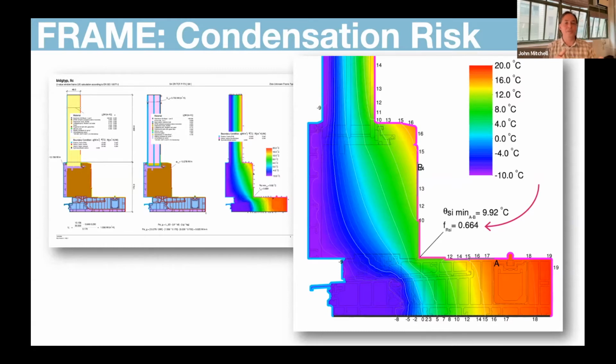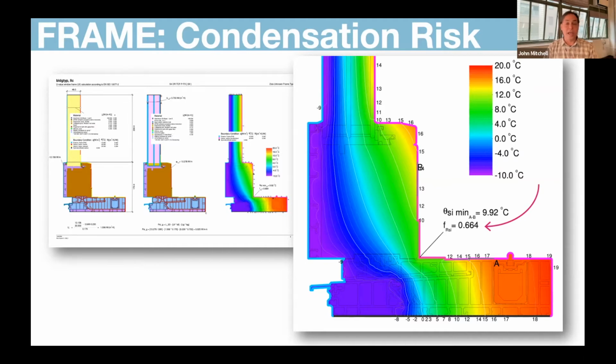What that allows us to do is to take these windows and put them in all kinds of different climate zones, and we can assess whether or not they're suitable in terms of their moisture risk. Both PHI and Phius have certain thresholds for these FRSI factors, depending on the climate zone, the building typology, and a bunch of different things. And we need to demonstrate that our window and door products meet these certification thresholds.